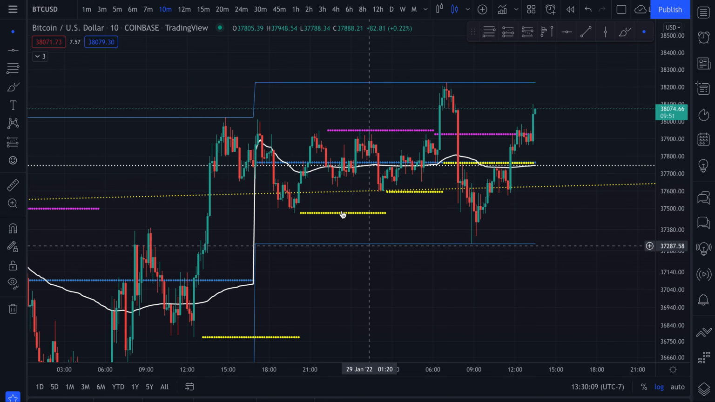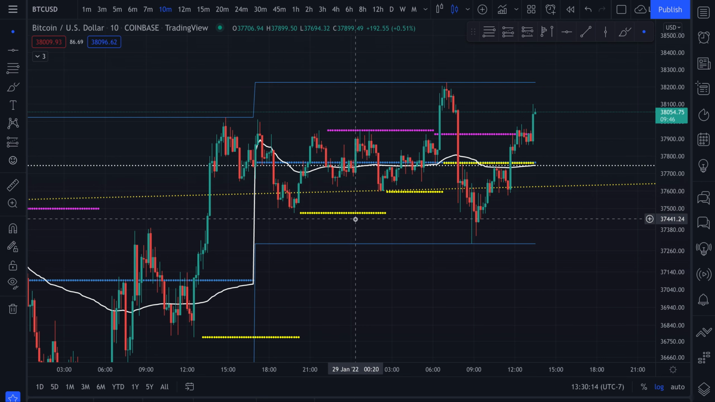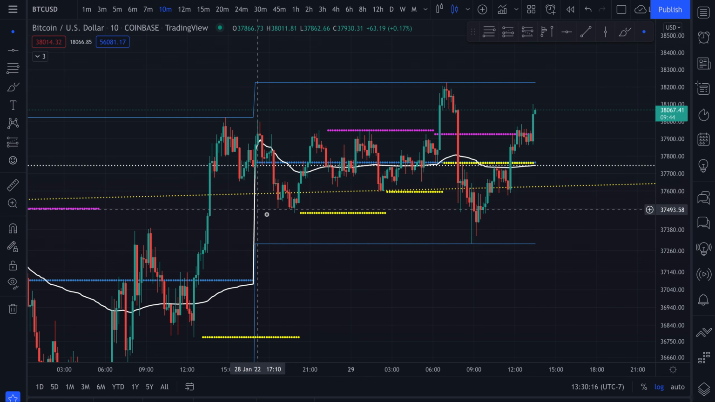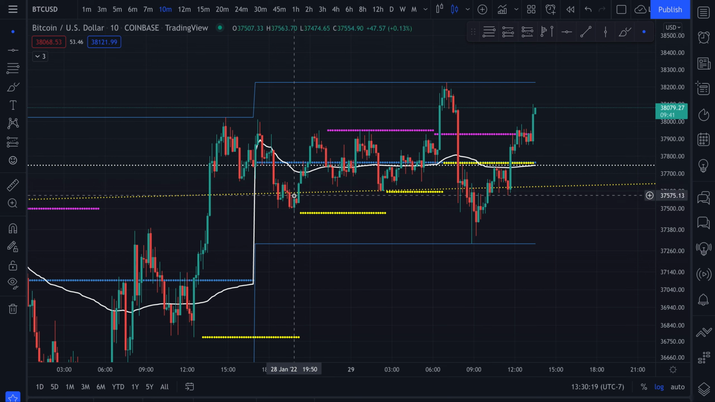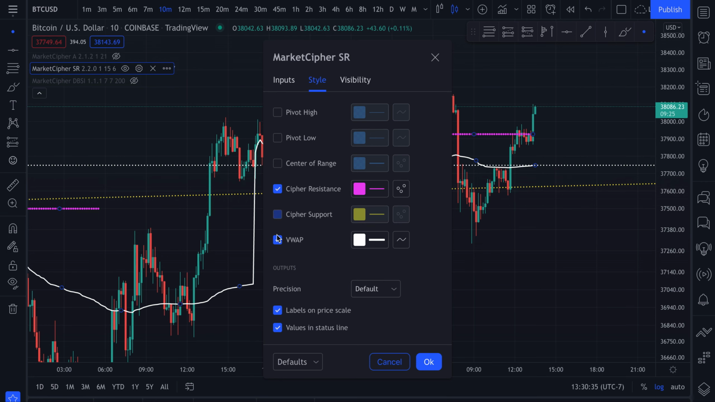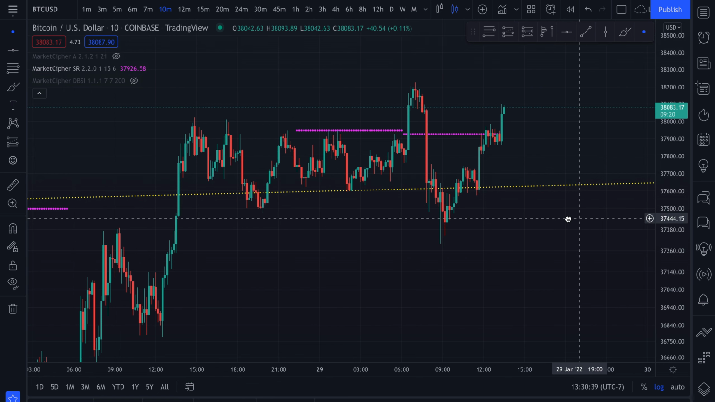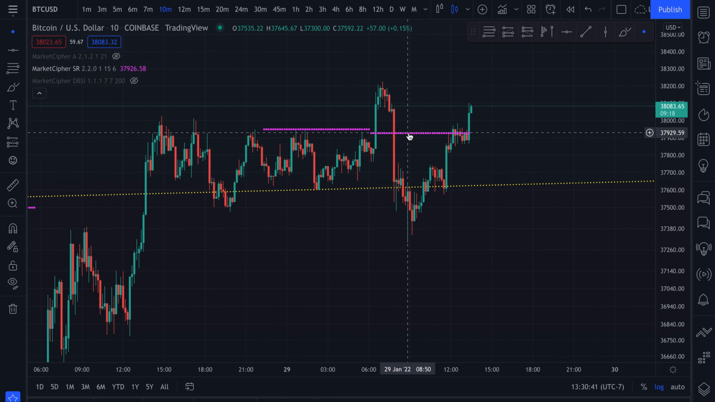So there's four main parts. There's these purple dots, yellow dots, these blue top and bottom lines, and then we have this white middle line. So first off, let's go over the purple lines. Let me turn everything off but those purple lines. All right. Okay, so these purple lines are representing resistance levels.